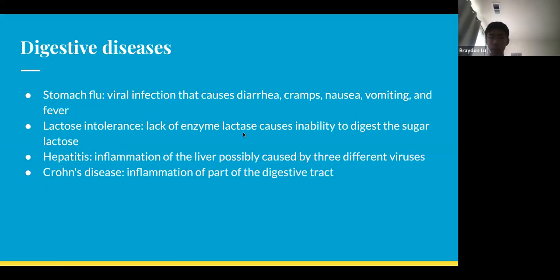And then finally we have digestive diseases. We have stomach flu, which is a viral infection that causes diarrhea, cramps, nausea, vomiting, and fever. We have lactose intolerance, where the lack of the enzyme lactase causes an inability to digest the sugar lactose.